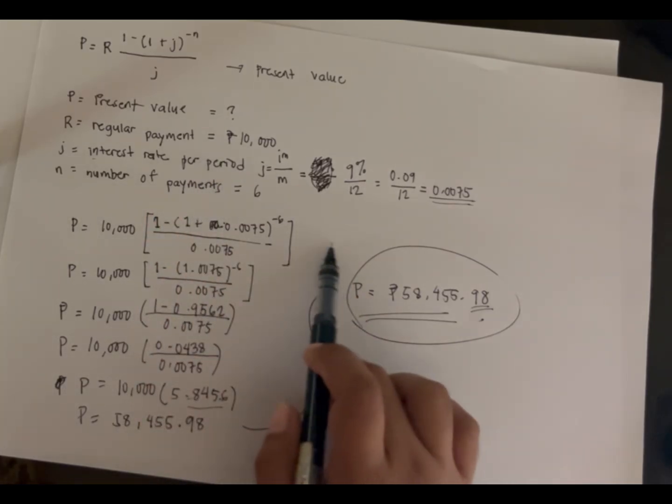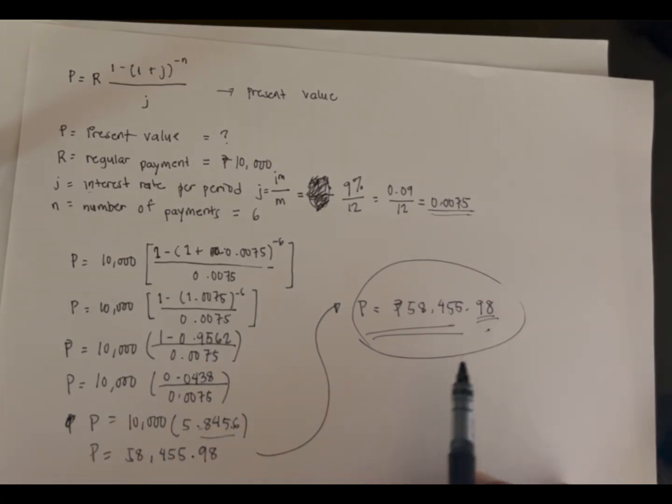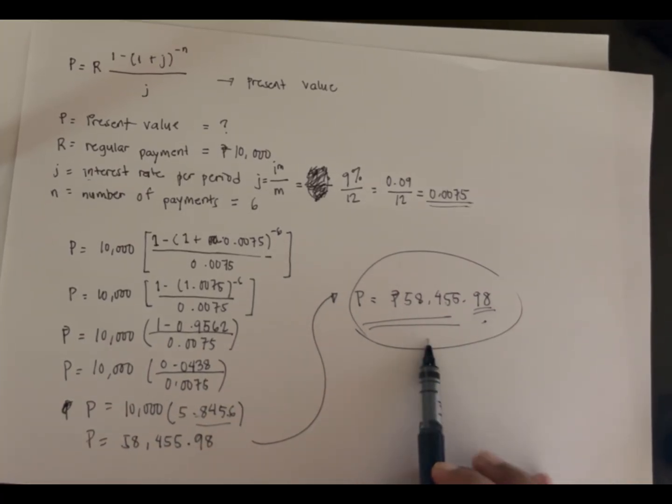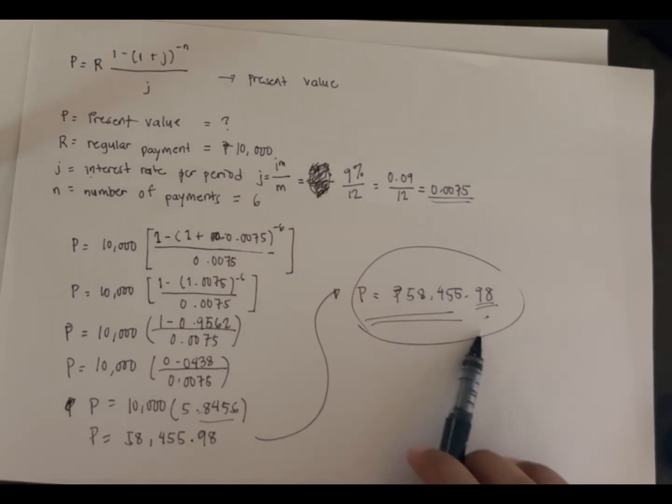And then follow lang po the formula, substitute all the given values, and then follow the operation using GEMDAS, and then you will arrive at the present value of your simple ordinary annuity. Okay? Okay na po.